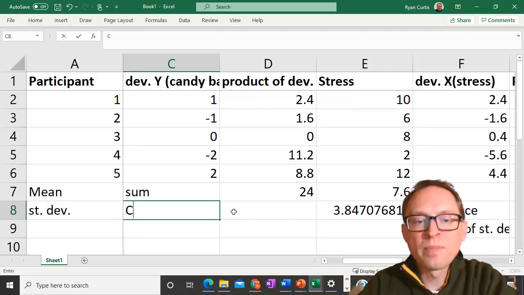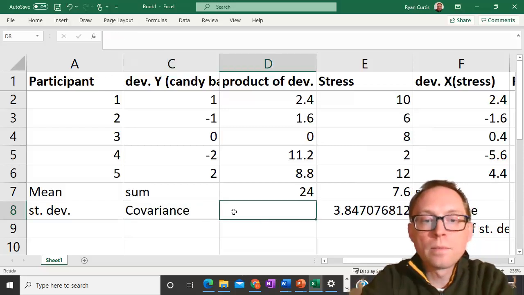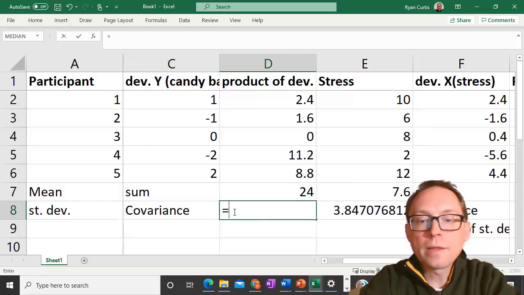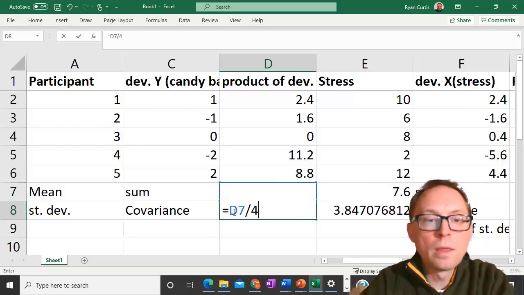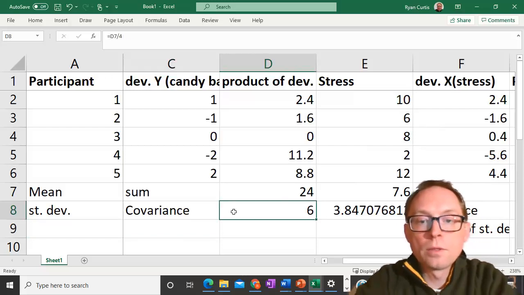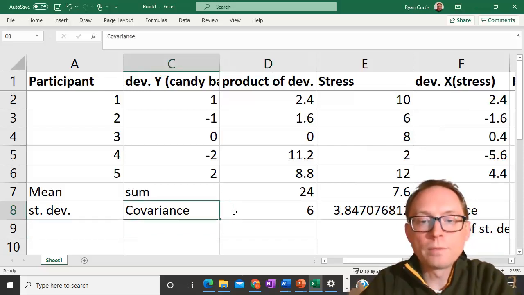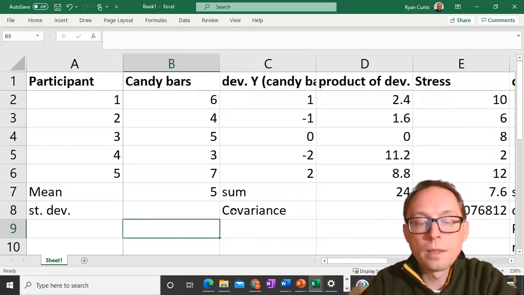Then to get the covariance, we take that number, 24, divided by n minus 1. N is 5, n minus 1 is 4, so 24 divided by 4. So it's going to be 6. The covariance is 6.